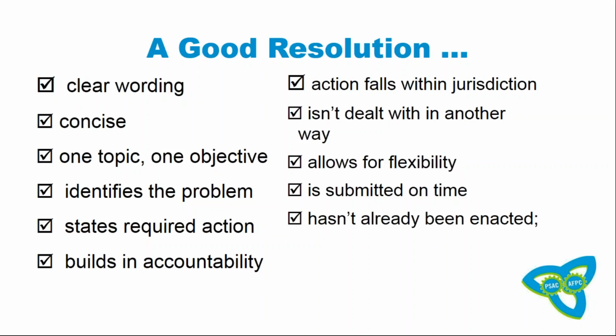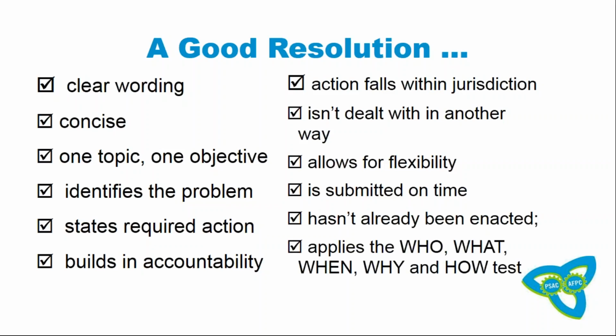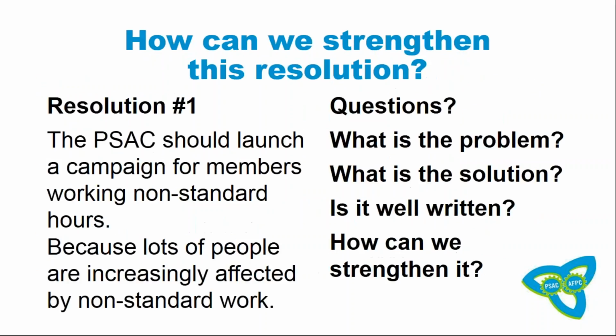And it also isn't something about something that's already enacted. So if you're unsure if there's a resolution out there, that you have this great idea that might have already been implemented or is in the works of being implemented, you can contact your regional executive vice president's office or your area councils. They should have that history there. And it applies the who, what, when, why, and how test. So that's sort of an outline of what a good resolution includes.